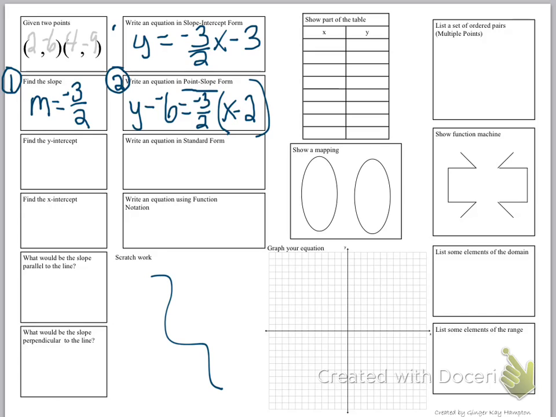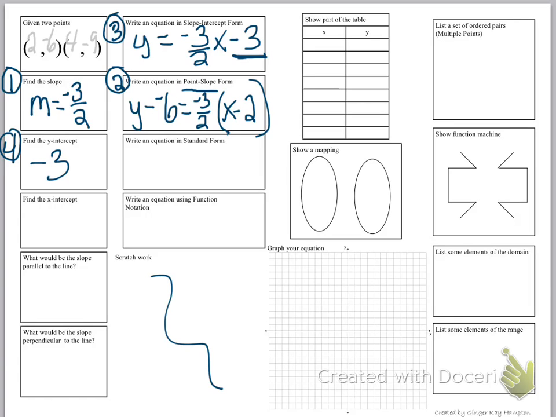Okay, so next we're going to find the y-intercept. And the y-intercept's real easy because it's always the last number in your slope-intercept form. Make sure you always take the operator with it. So in this case it would be negative 3. So we're going to put negative 3.